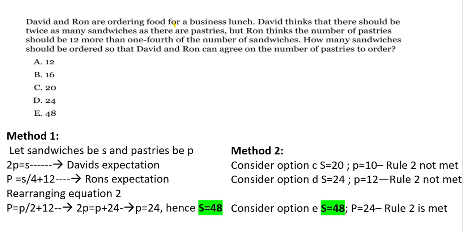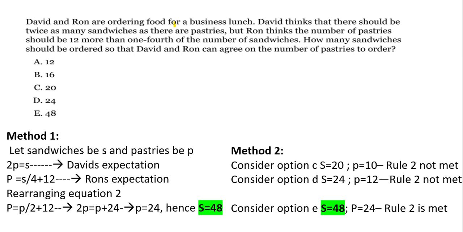You can use two methods for this. One is the traditional method where you form the equations and then solve, and the other is plug and play, where you look at the options and explore them to identify which could be the right option. Both methods are discussed here. Let's discuss the traditional route first.